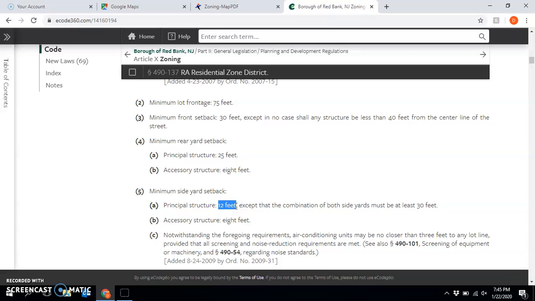However, the two sides combined must be at least 30. So that would mean that if you have 12 and 12 feet, you don't have enough because it's only 24. You can have 12 and 18. That's fine. You can't have 20 and 10, even though that's combined 30. The 10 feet is still less than the 12.